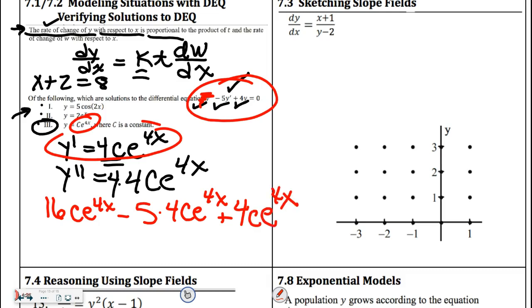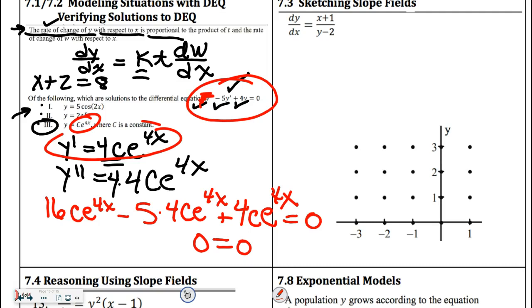And I see if that's truly equal to 0. If it is, Roman numeral 3 is a solution. Is it good? Yes, right? I get 0 over here on the left, 0 equals 0. So there's no other way to do this than trial and error.